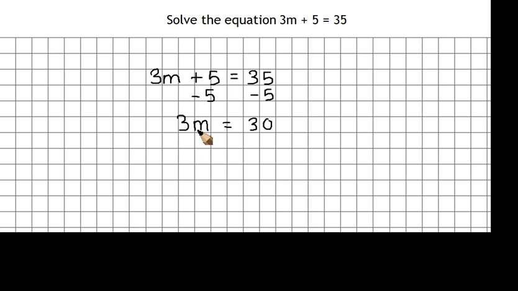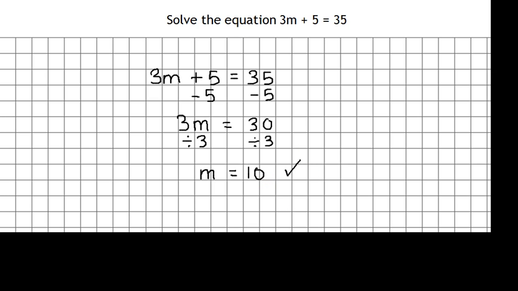And now 3 times something gives us 30, so undoing that multiplication with a division and doing the same to the other side to make sure that everything stays balanced, you're left with, well, 3m divided by 3 is just m. 30 divided by 3 is 10. So we've got a value for m.